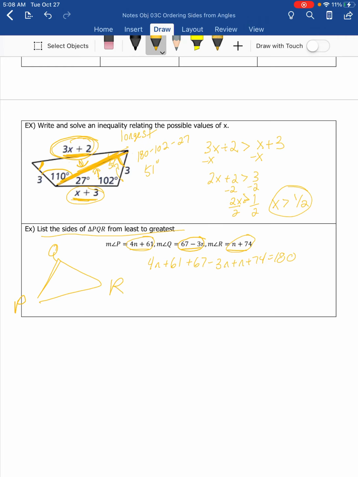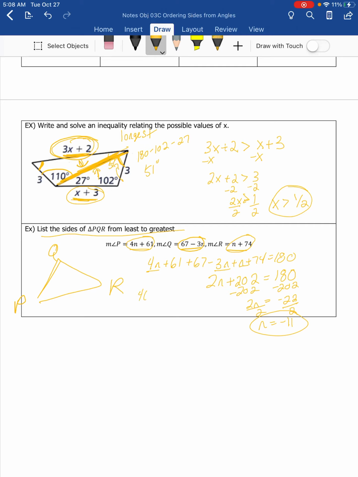Which is 202. So that's going to be 2n plus 202, because I combine my like terms, okay, plus 202 is equal to 180. And subtract 202, subtract 202. 2n is equal to negative 22. Divide by 2, divide by 2. n is equal to negative 11. Now, normally you cannot have a negative measurement, but when I substitute this in, that might change things.